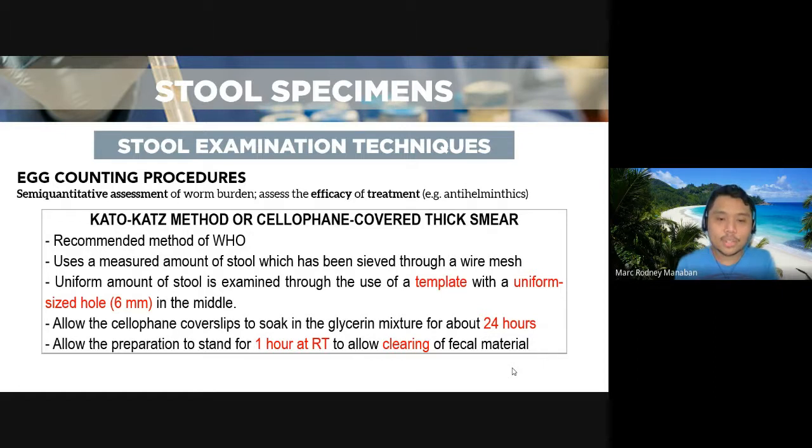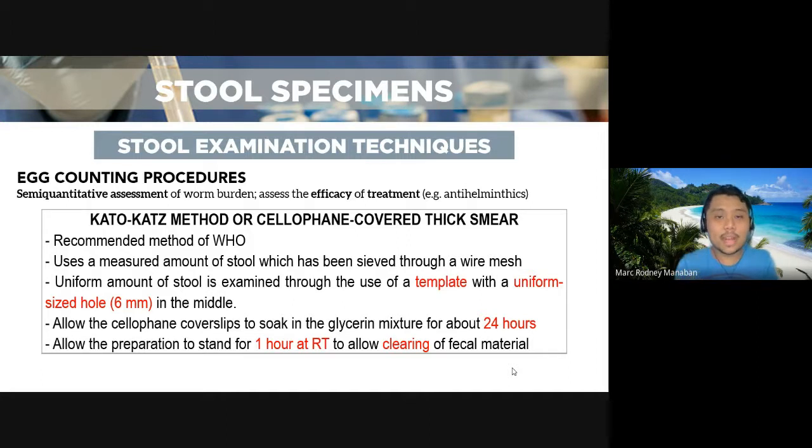Now, for the procedure, as you can see, your stool should first be passed through a wire mesh. If you can remember in your second year, you put the stool on the cover of the container, and then you let a wire mesh pass through the stool, and the stool that comes out from the wire mesh is where you get your sample. Aside from that, you also use a template with a hole in the middle. The hole has a diameter of about 6 millimeters, and you put your stool sample there.